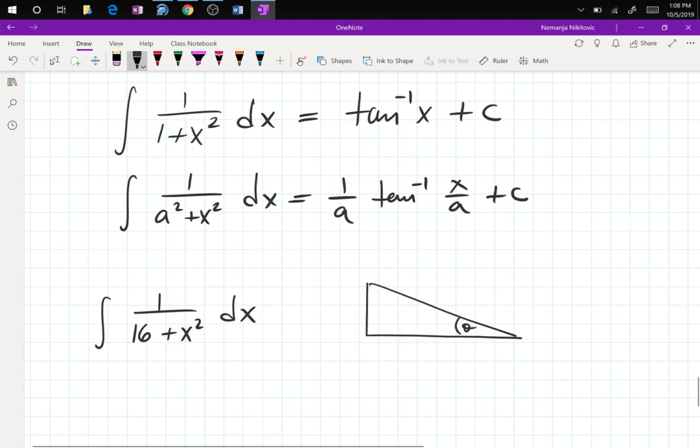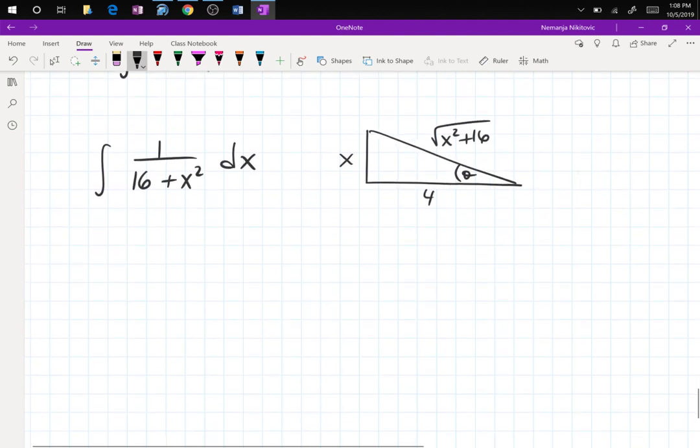Theta. I don't have a square root. That doesn't bother us. We'll put x and a 4 and the square root of x squared plus 16, right? It does not bother us that there is no square root. We'll fix it later. So what do we do?